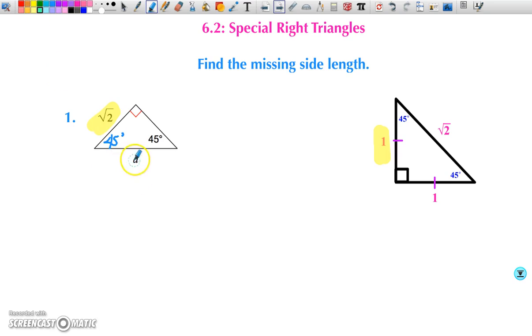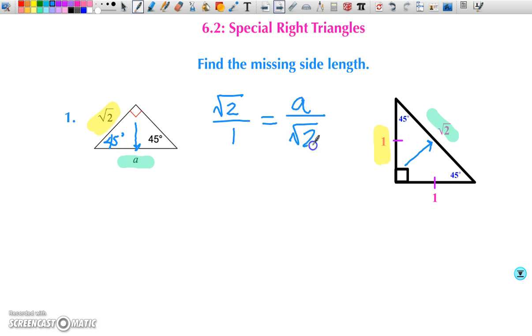And then on the other side here we have a along our hypotenuse, and so that needs to match up with a, which is also the hypotenuse. So remember, hypotenuse is across from the right angle. So we're going to take the square root of 2 and put it over 1, and set that equal to a over the square root of 2.